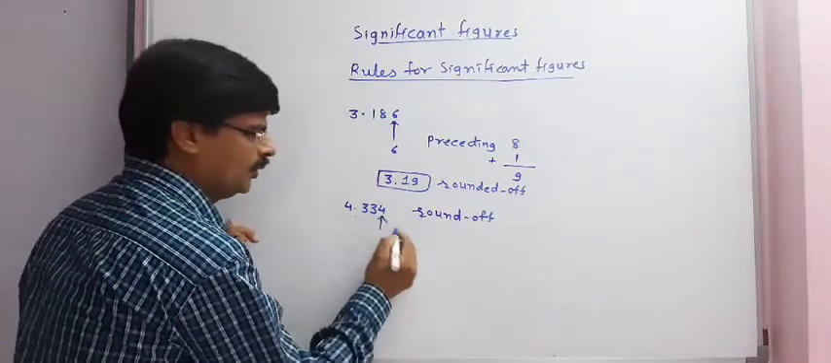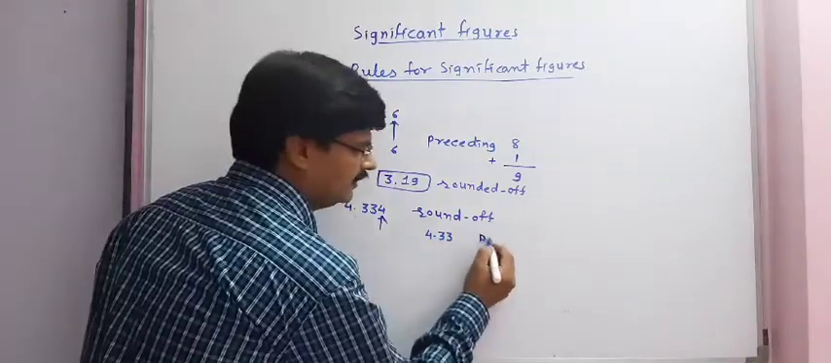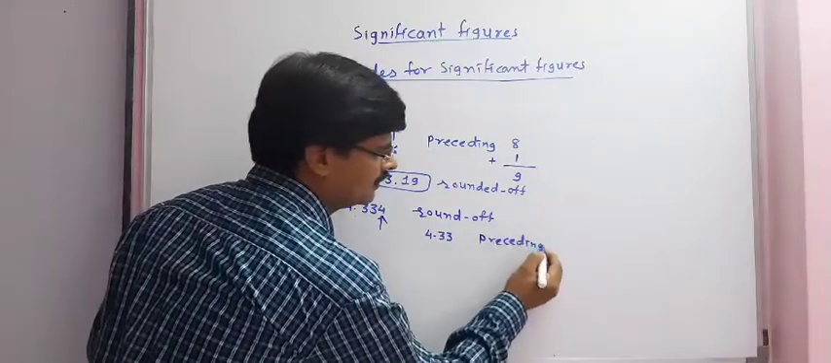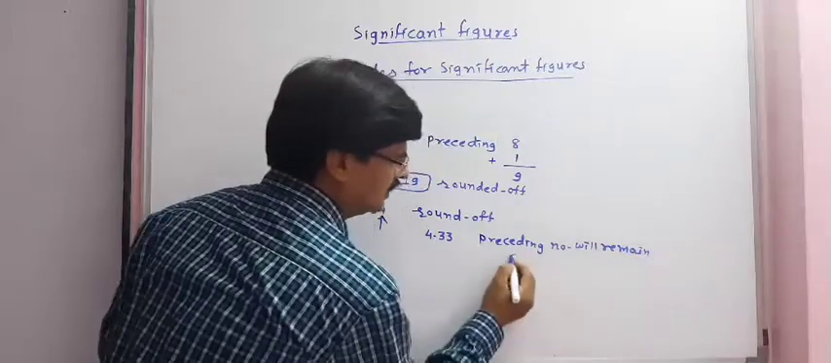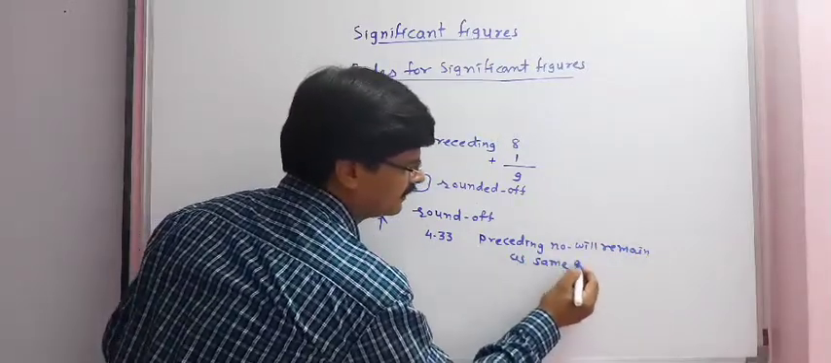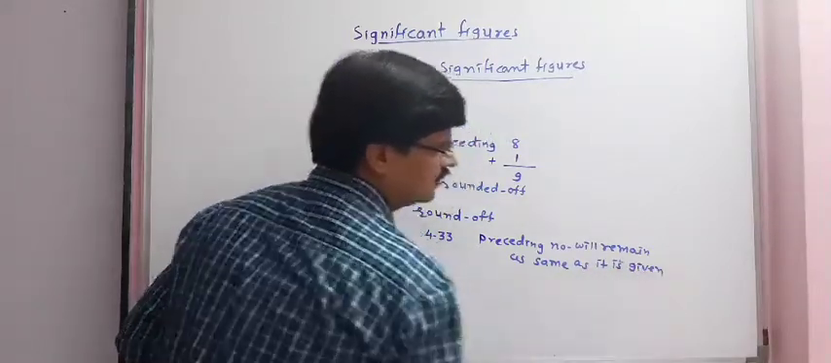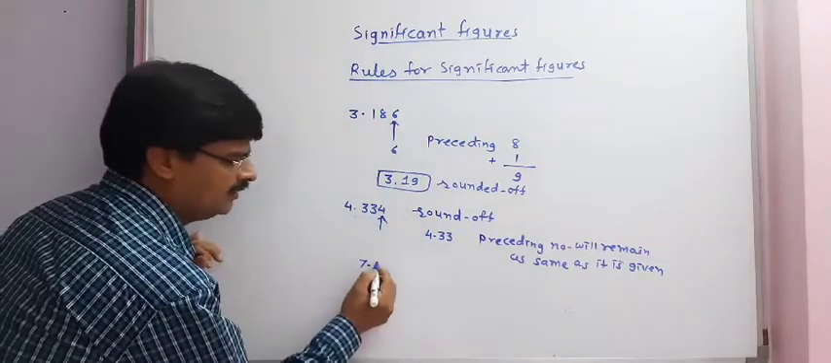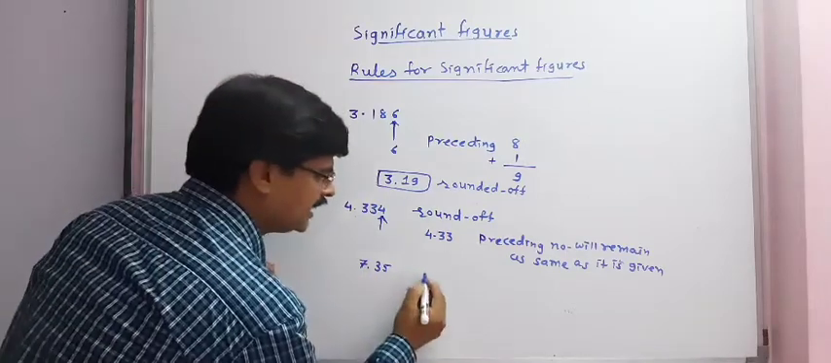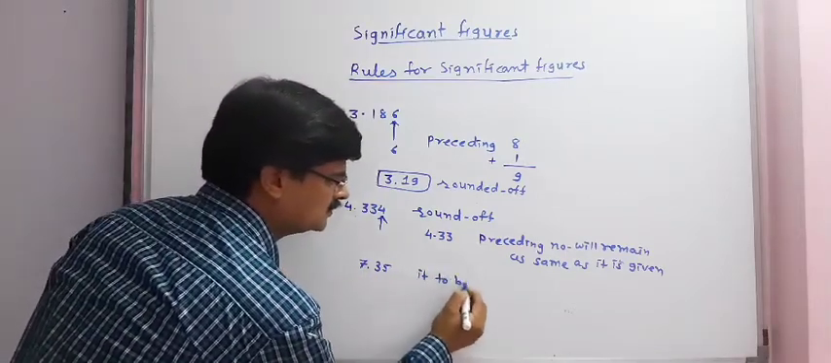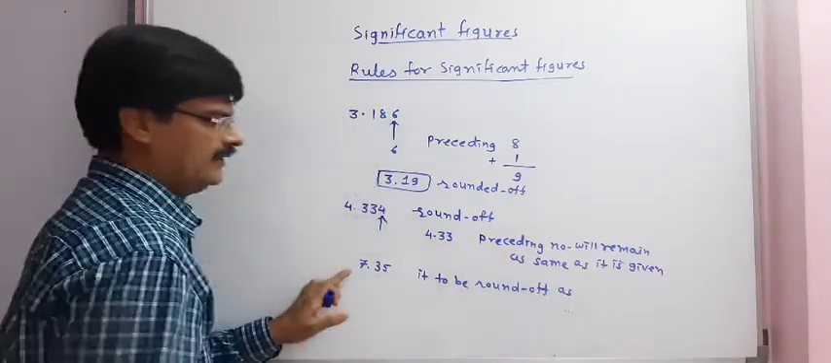Another possibility: if the answer is 4.334 and we have to round it off, meaning we want to remove the 4, we can write only 4.33. So we can say the preceding number will remain the same as it is given. Now the round off of 7.35 we can write as 7.4.